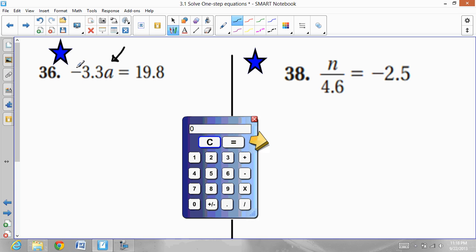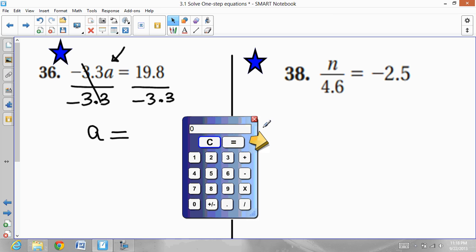Since you want to get rid of this, you do the opposite. Here in the question, it is multiplying. So you are going to do the opposite by dividing by negative 3.3. The line implies division. Whatever you do on one side, you do the same thing on the other side. Cancel, and you got a equals, let's focus on the calculator, 19.8 divided by negative 3.3 equals negative 6.